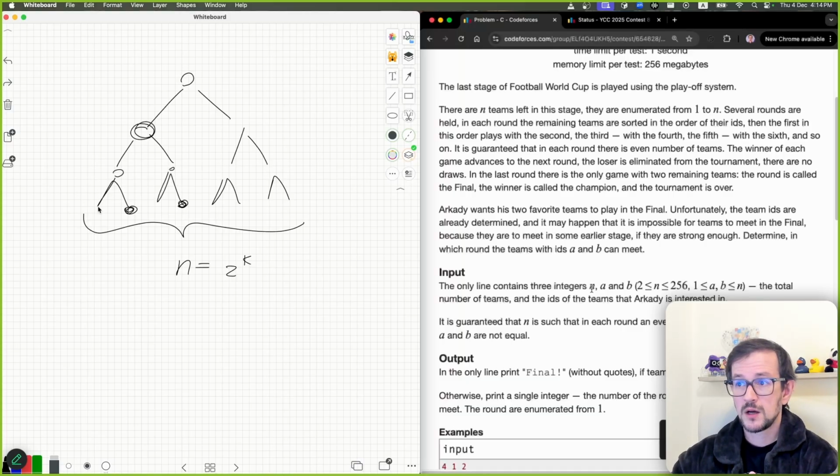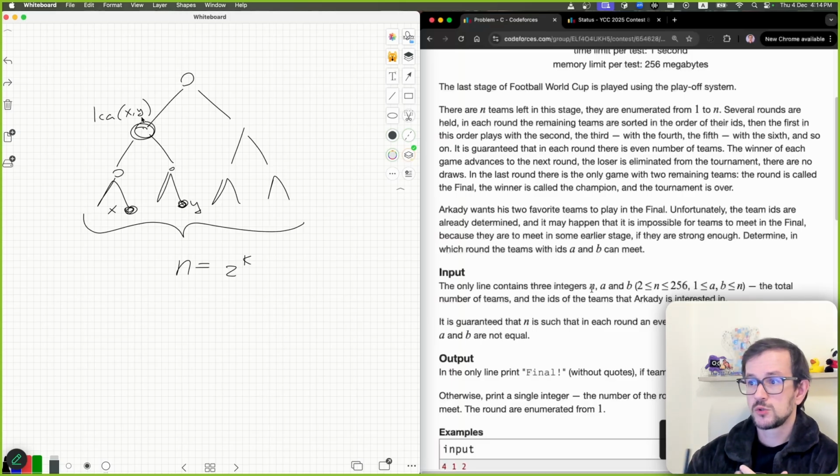That's it. In terms of the tree, you basically need to find the lowest common ancestor of these 2 teams. So you have 2 names, let's say X and Y. This node is basically the LCA of X and Y. What you can do is build this tree and find the LCA of 2 nodes. That will definitely work. I did it a little bit easier because I know this tree is a perfect binary tree like this, so you can do it much easier.